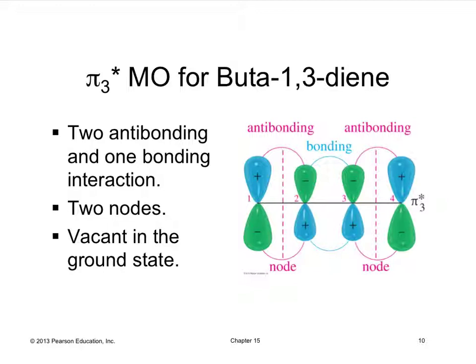The following molecular orbital, the pi 3 star molecular orbital, has two antibonding and one bonding interaction. Here you have plus minus, so this would lead to antibonding. Over here, plus minus, this also leads to antibonding, and then you have the bonding interactions, the minus minus and the plus plus interacting, so this leads to bonding. As a result of the antibonding interaction, this leads to nodes. So there are two nodes in the system, and this is vacant in the ground state.